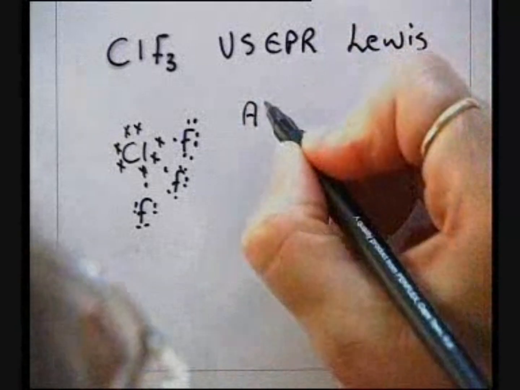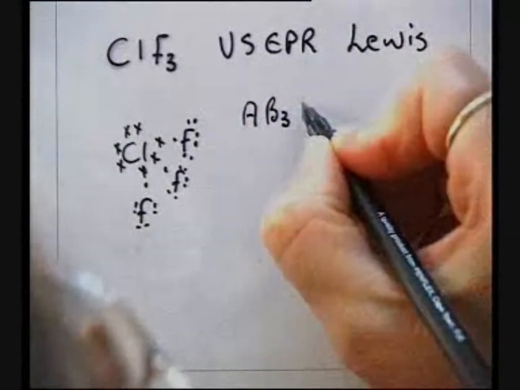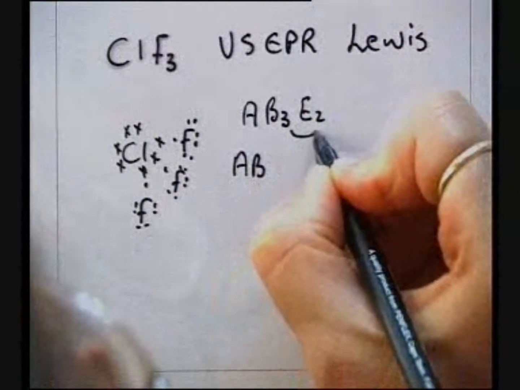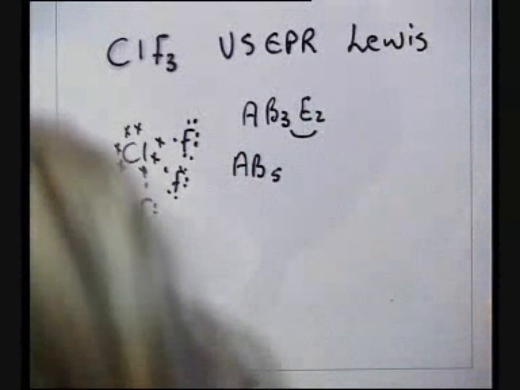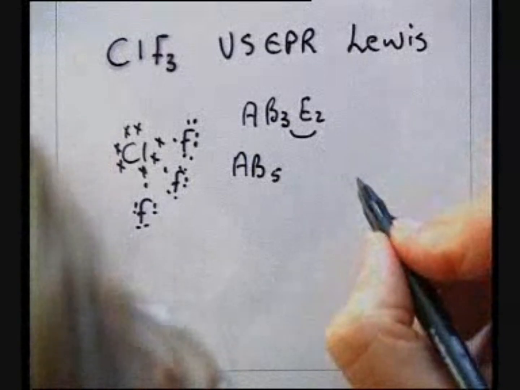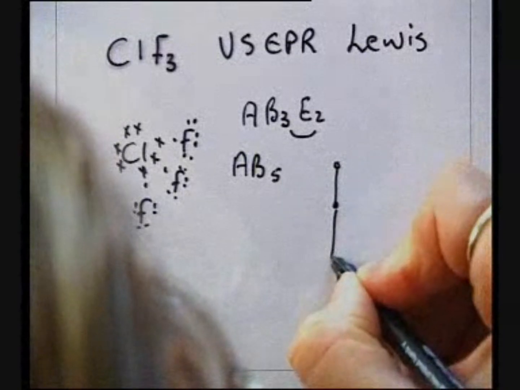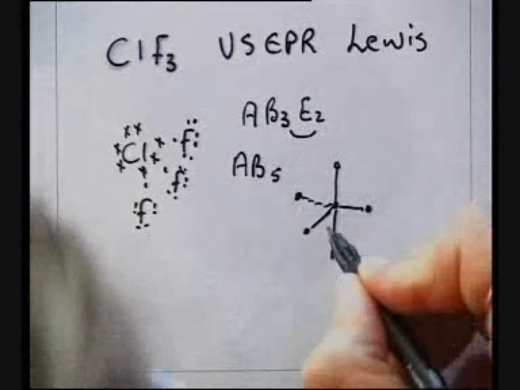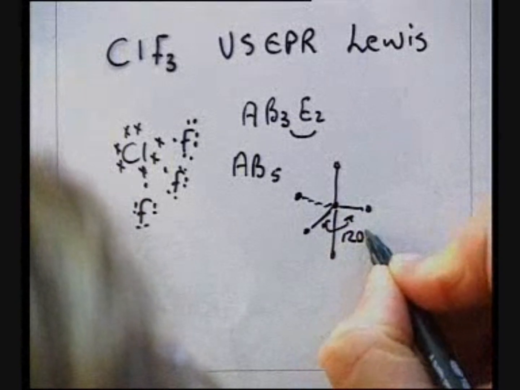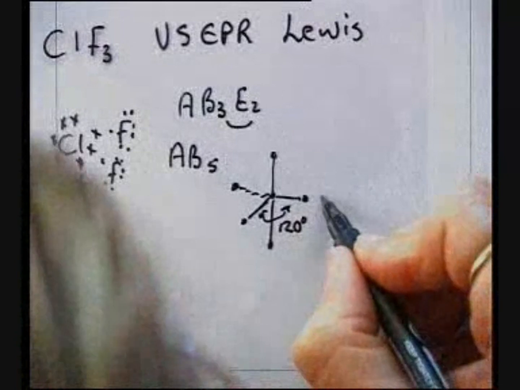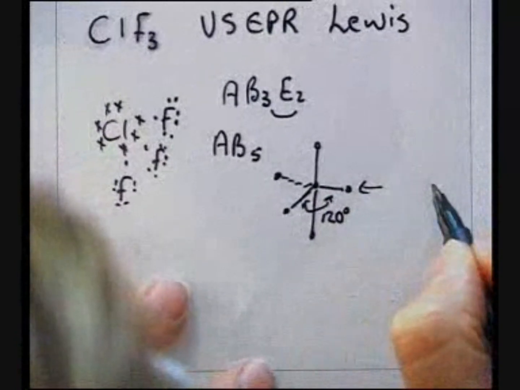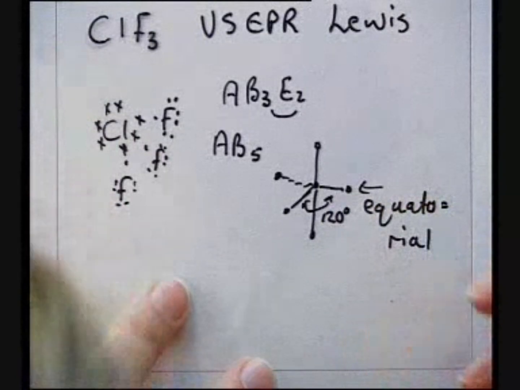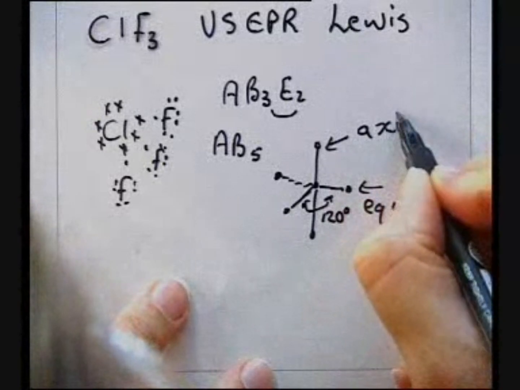Molecular geometry: we've got a central atom A, 3 terminal atoms, 2 lone pairs. Electron pair geometry AB, 3 plus 2 makes 5. Electron pair geometry AB5 predicts a trigonal bipyramidal molecular geometry. Perfect bond angles of 120 degrees in the equatorial position. This position here in the center is called the so-called equatorial position. This position, the so-called axial position.